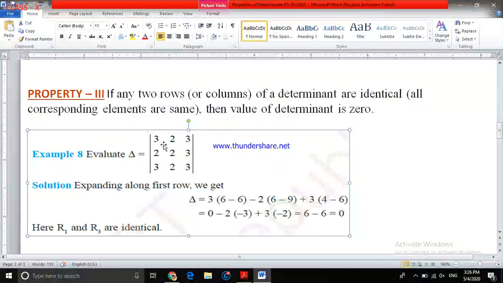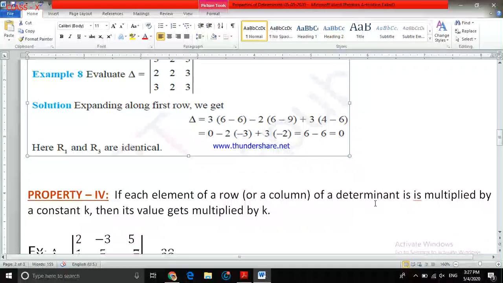Like you see in this example, the first row is 3, 2, 3, and the third row is also 3, 2, 3. So first row R1, second row, third row R3. R1 and R3 are the same, each and every element is the same. So if you find its determinant, the answer will always come as 0. This is one of the more important properties, which we use many times compared with the others. If two rows or columns are equal, then the determinant has to be 0.